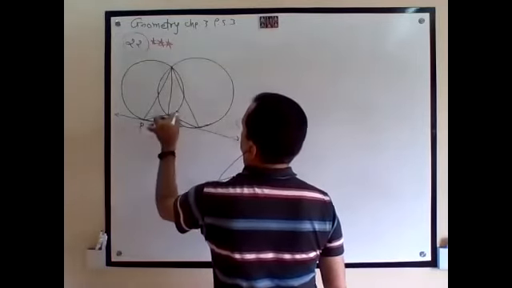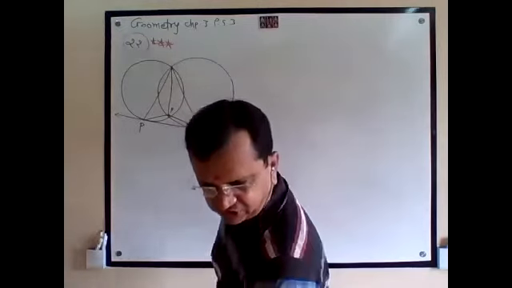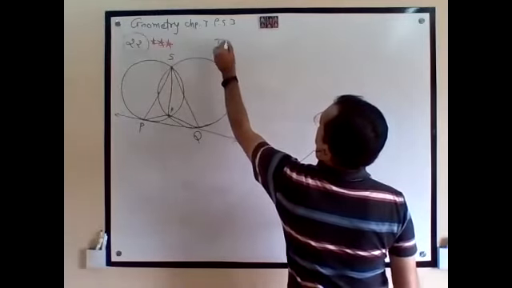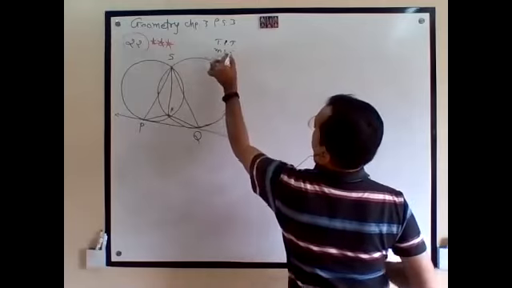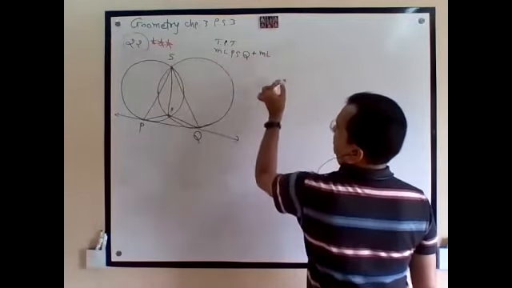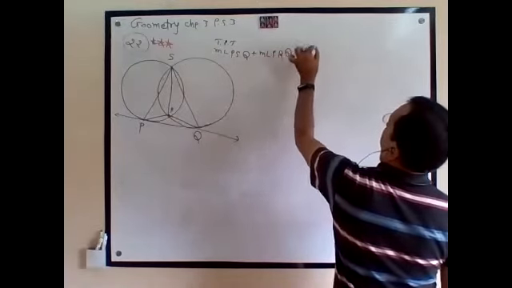PRQS. We have to prove that measure angle PSQ plus measure angle PRQ is equal to 180.